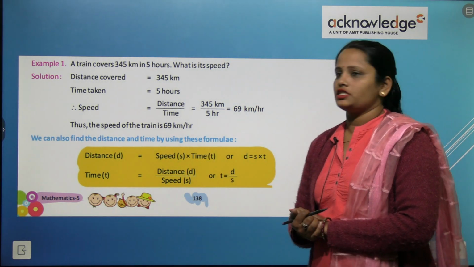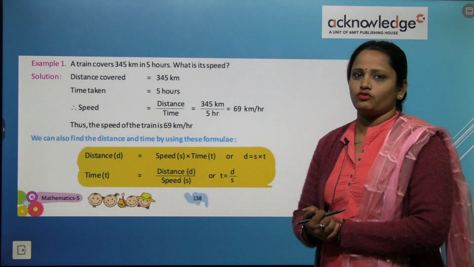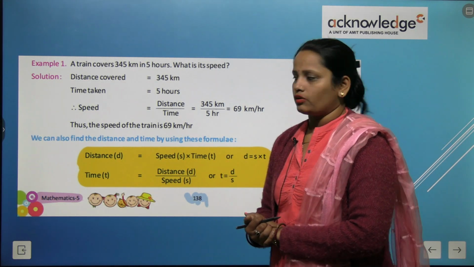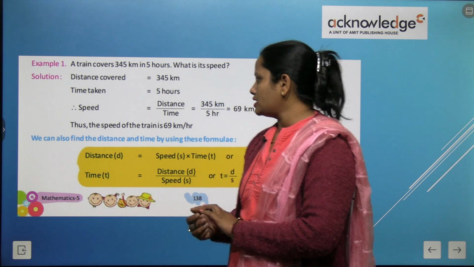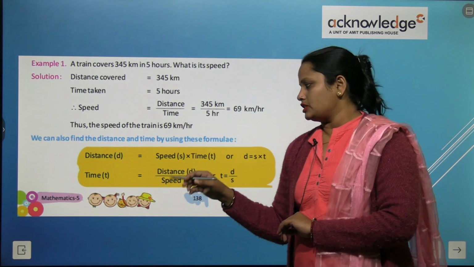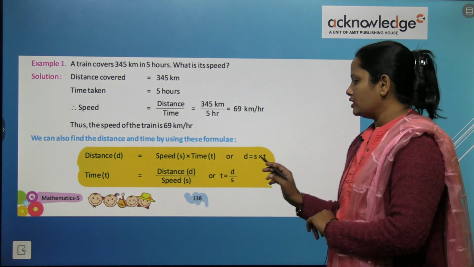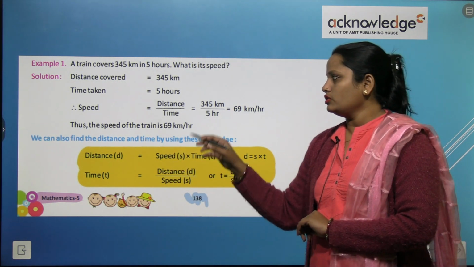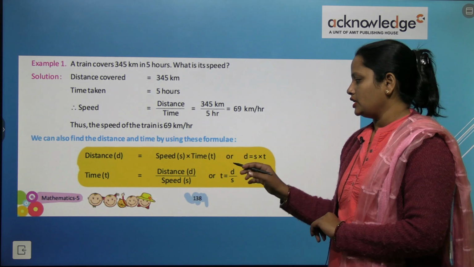We can also find the distance and time by using these formulas. Distance and time को हम इन formula से भी calculate कर सकते हैं. Distance is equal to speed multiply time, या फिर d is equal to s multiply t. Time is equal to distance upon speed.